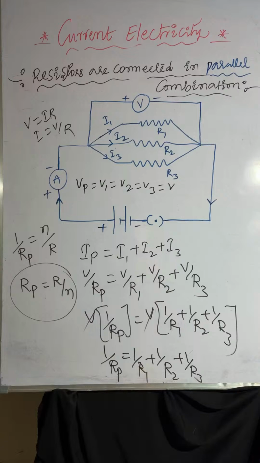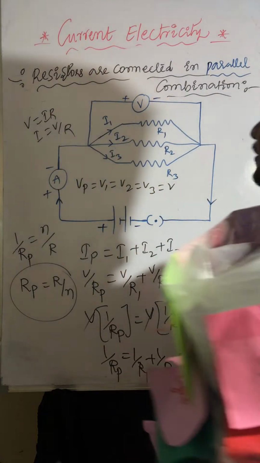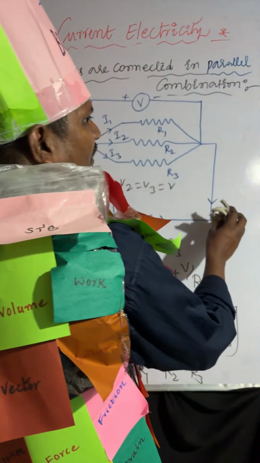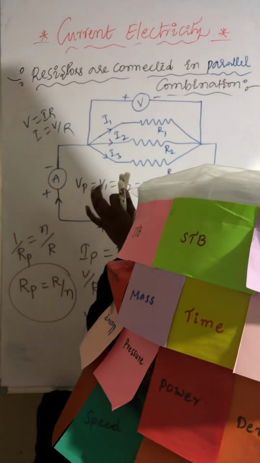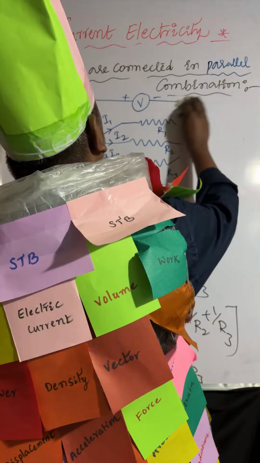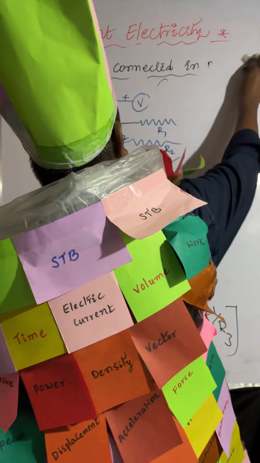Okay, done. I hope it is very clear. Resistors are connected in series and parallel combination. Next, Kirchhoff laws. All circuits we cannot reduce into simple series and parallel combinations.